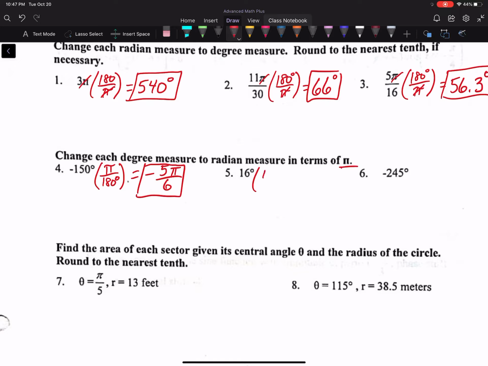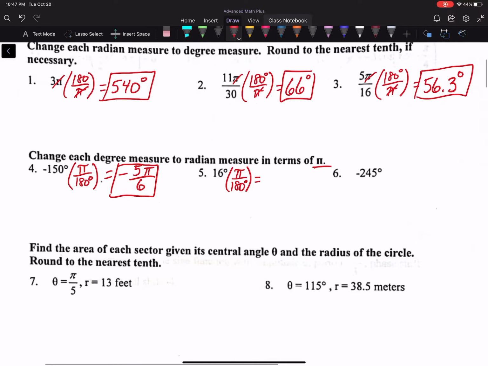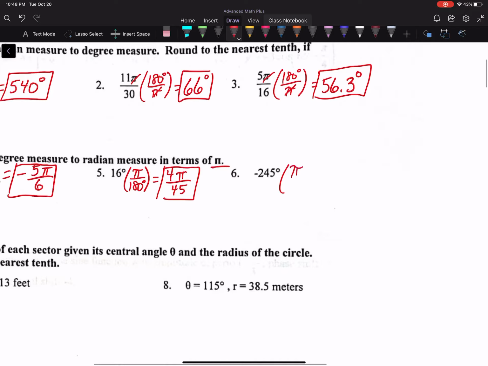This one will be pi over 180. Again, 16 over 180 reduces to 4 over 45. So that will be 4 pi over 45. And for number 6, multiply by pi over 180. And negative 245 divided by 180 reduces to negative 49 over 36, and you just put your pi with it at the top there. Okay, those are nice, quick, and easy.